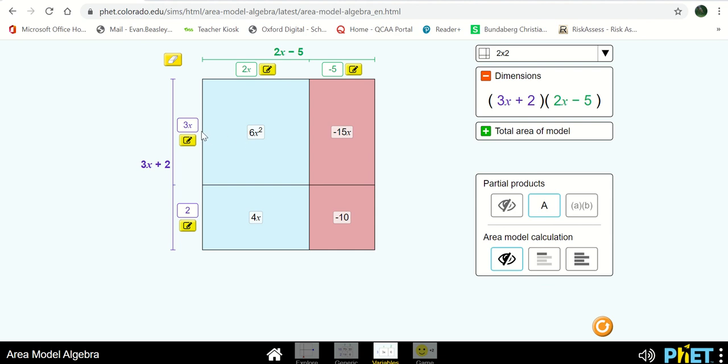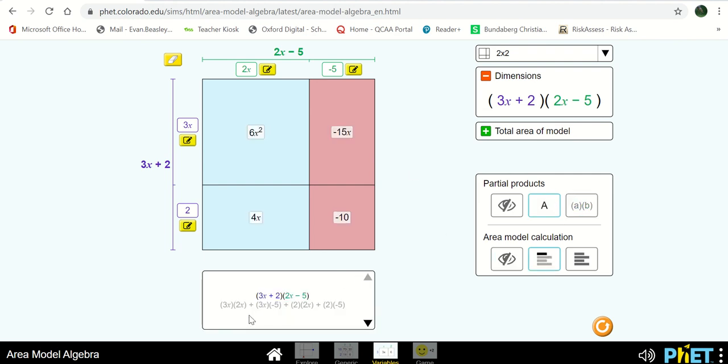Well, we're saying 2 times 3 is 6. x times x is x squared. What have we got over here? Negative 5 times 3x. Well, that's negative 15x. Here we've got 2x times 2. Well, that's 4x. And we've got negative 5 times 2. Well, it's got to be negative 10. We can also calculate the area there, so that's the calculations.